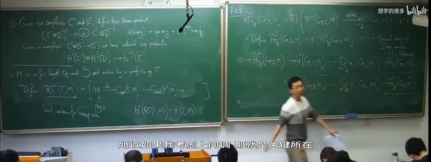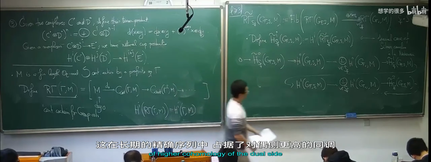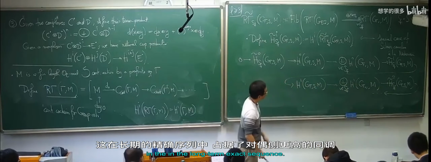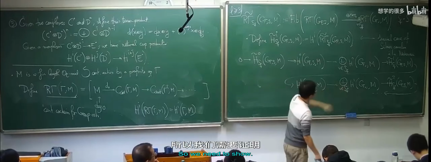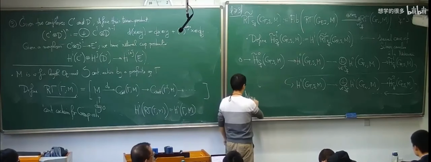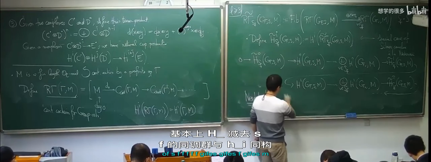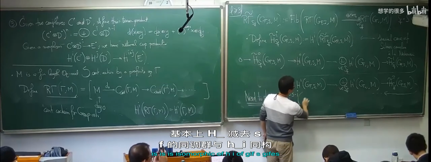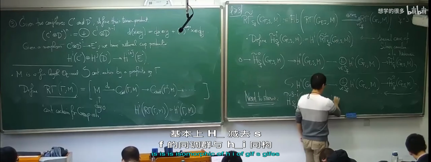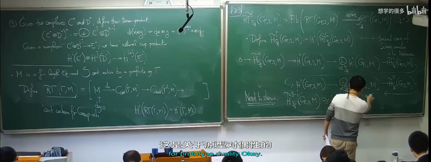So if I take the cohomology, that's precisely the thing that somehow takes the place of higher cohomology of the dual side in the long exact sequence. So we need to show basically that H^{3-i} of S_F, G_{F,S}, M dual is isomorphic to H^i of G_{F,S}, for Poitou-Tate duality.